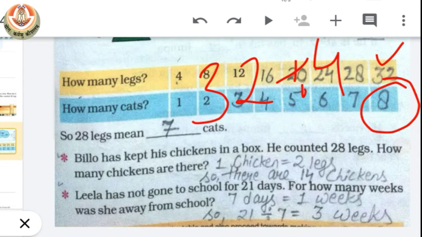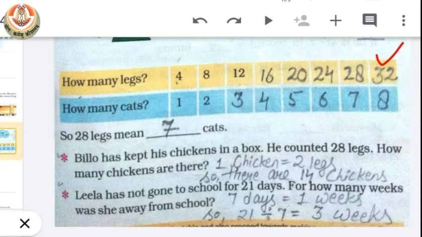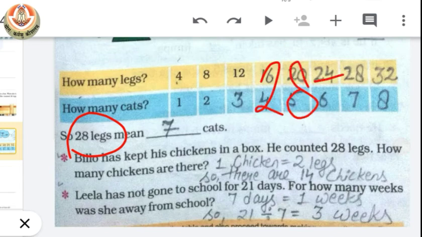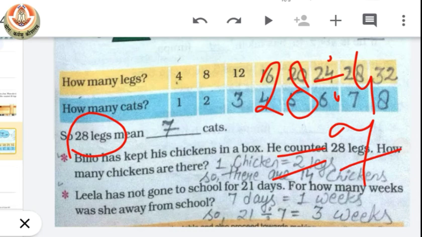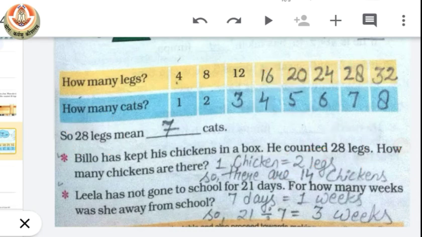is equal to 8. Okay class, so that means this is the simple table of 4 in case of number of legs of cats, because we all know that one cat has 4 legs. Now the question is, 28 legs means 28 divided by 4, which means the number of cats equals 7. Now we have two questions related to the same kind of problem.